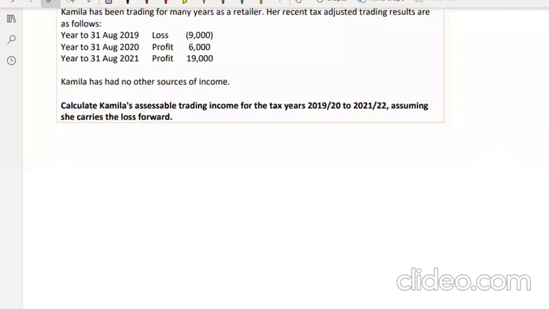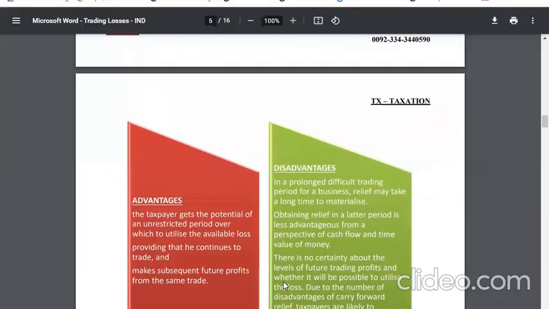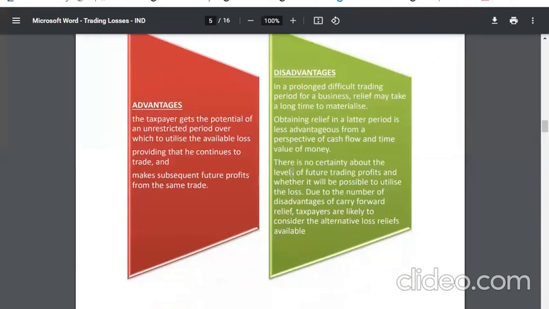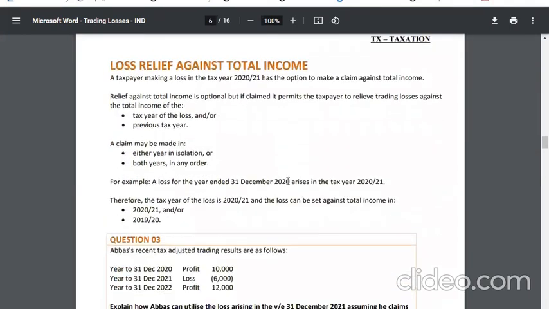Now we will move on to some advantages of this carry forward relief. Carry forward relief is an easy relief, easy to apply for a continuous trade and an ongoing business. The drawbacks are we don't know until when the business will continue. If the business discontinues, the loss will be lost. We will not be able to adjust it in future if there is no business. So this is the drawback. You must memorize the advantage and drawback of this relief.